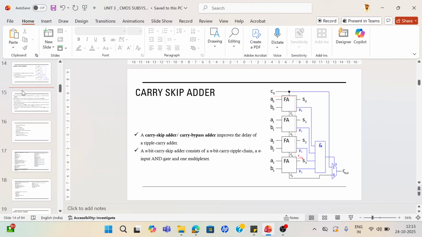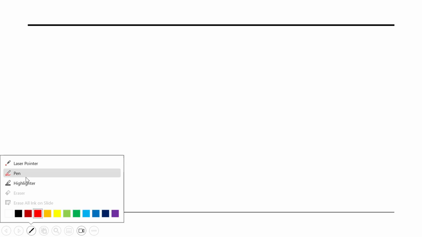Let us see another example. We will take one input as 10101100 and the other input as 0101 0101. This one is A and this one is B. We divide them into two blocks of 4 bits each, the lower 4 bits and the higher 4 bits. All of this goes to the ripple carry adder, the carry skip adder.